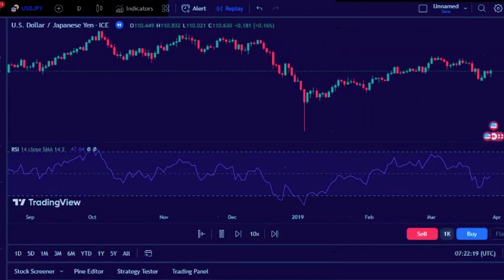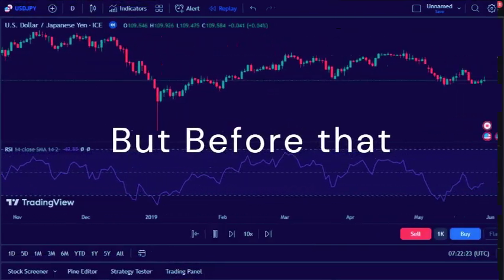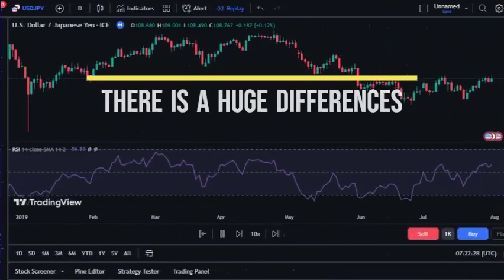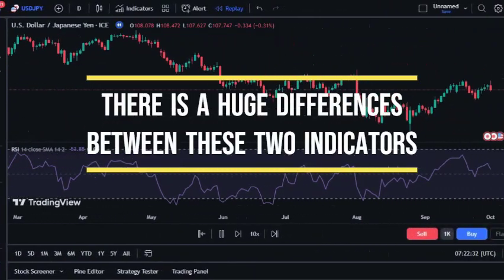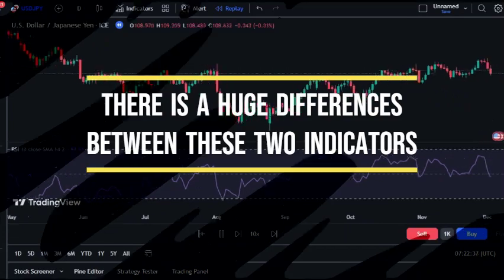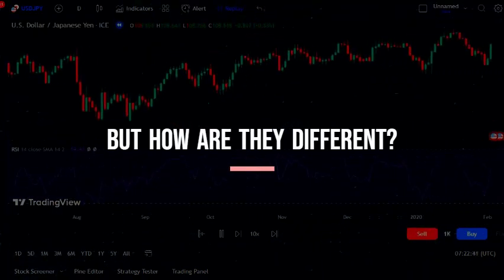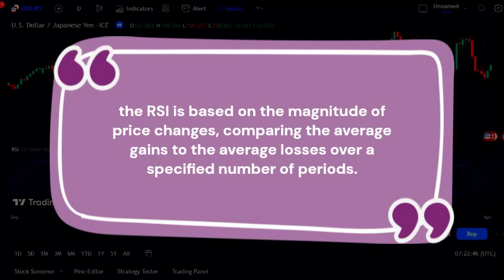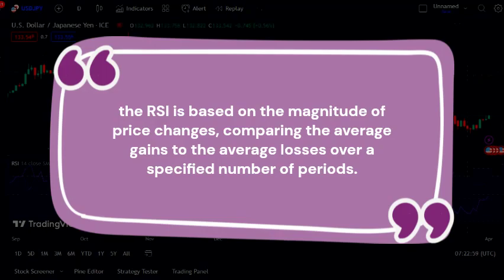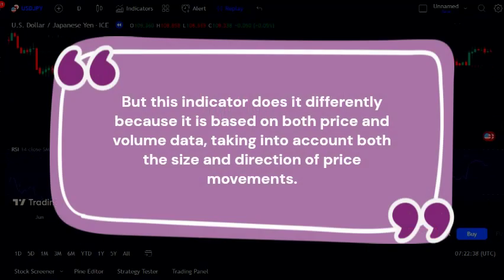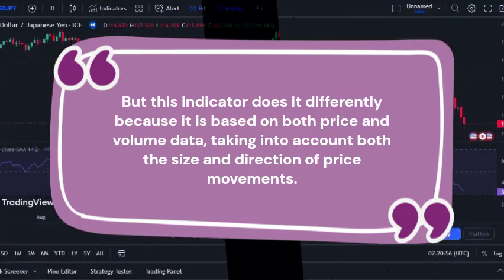So now let's see today's indicator. But before that, let me tell you one thing. The difference between these two indicators is huge. They might look the same, but they work in very different ways. Firstly, the RSI is based on the magnitude of price changes, comparing the average gains to the average losses over a specified number of periods. But this indicator does it differently, because it is based on both price and volume data, taking into account both the size and direction of a price movement.